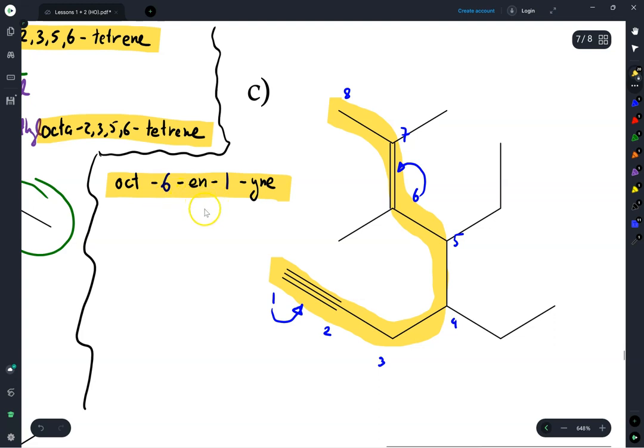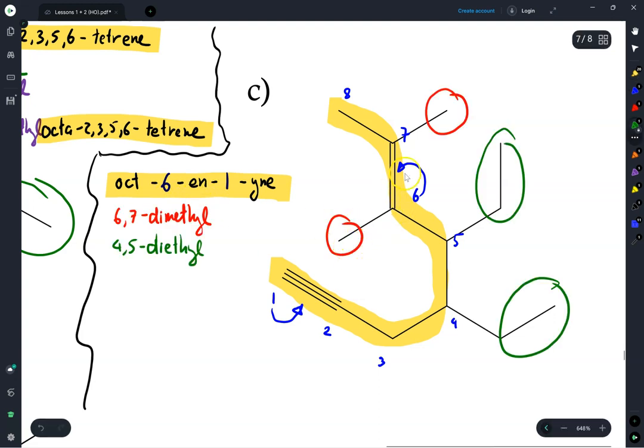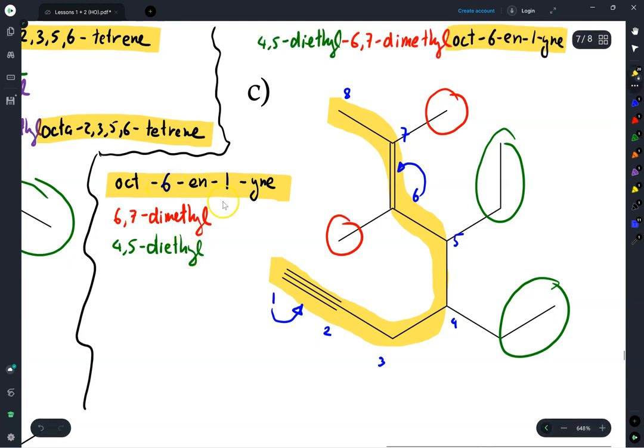Now let's identify the branches. 6 and 7 dimethyl, and then the 4 and the 5 diethyl. Putting them all together alphabetically, ethyl comes before methyl, so 4, 5 diethyl, 6, 7 dimethyl, oct, 6-ene, 1-yne. Once again, the E on the ene is only placed at the very end of the name itself.